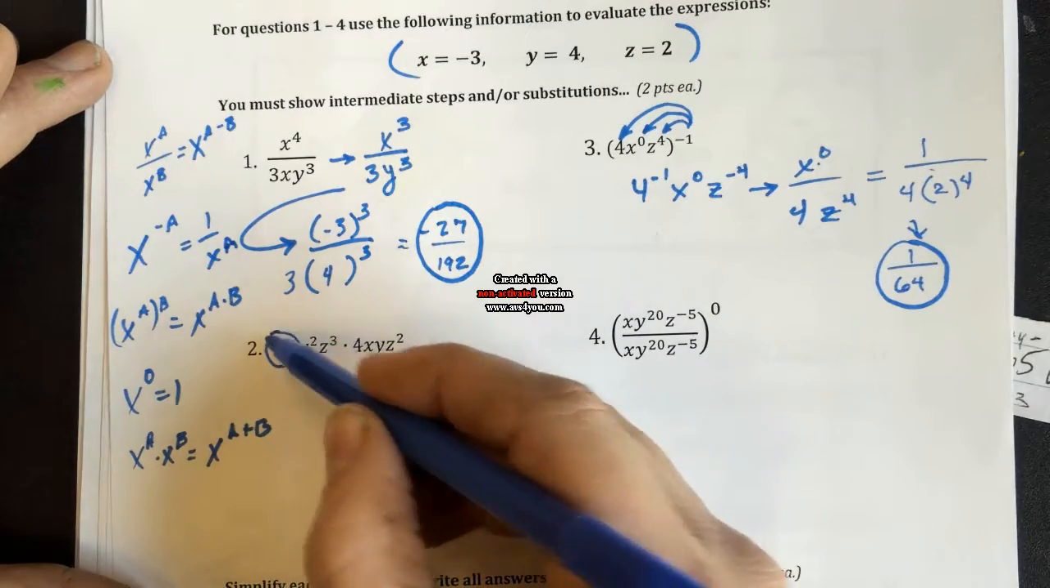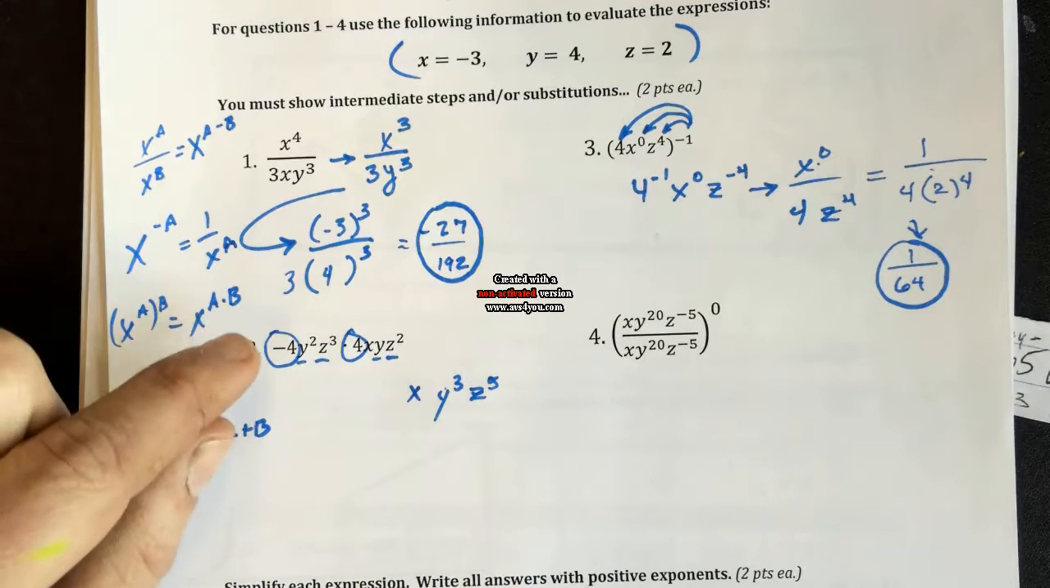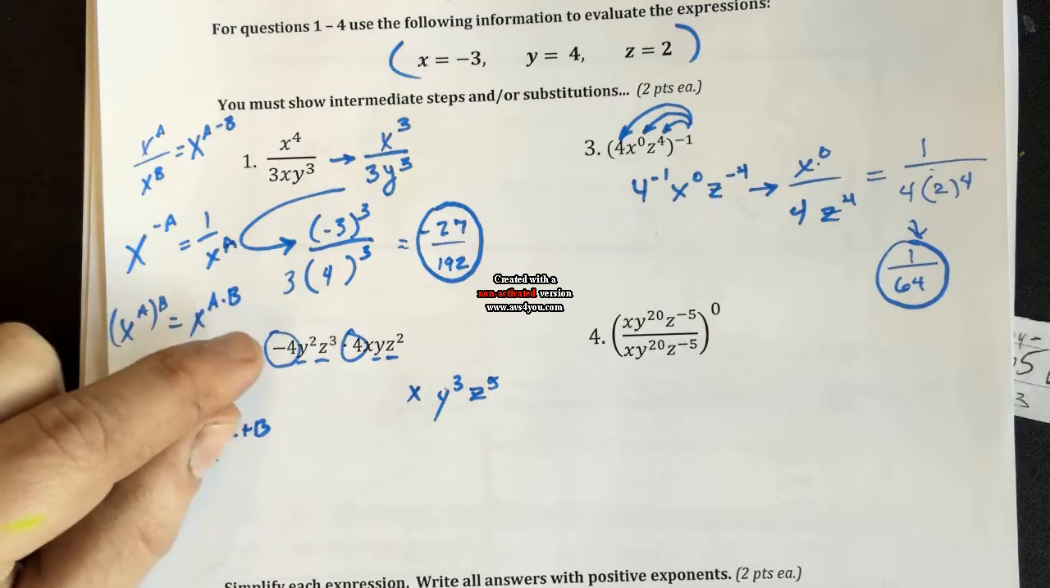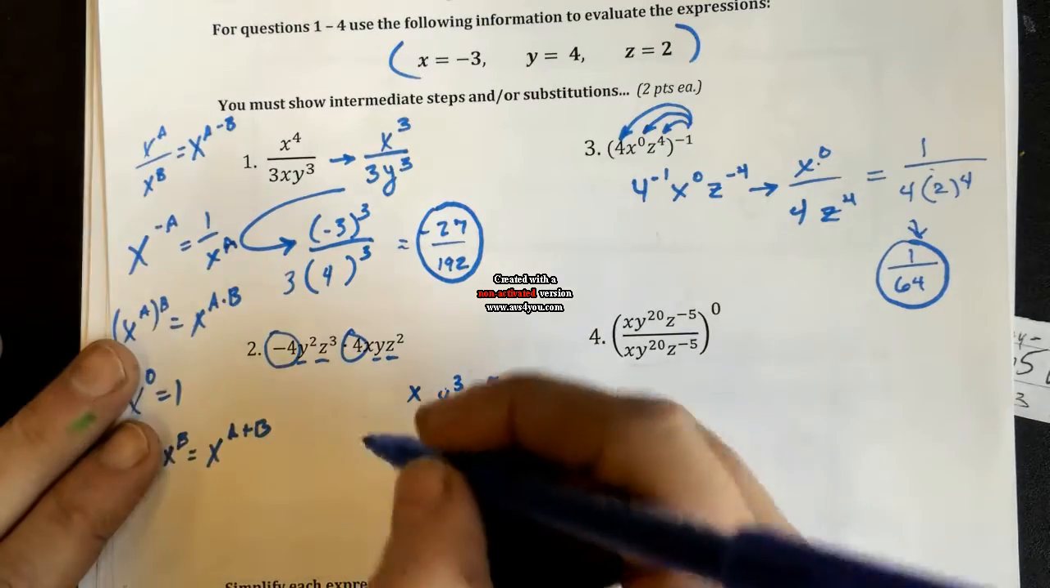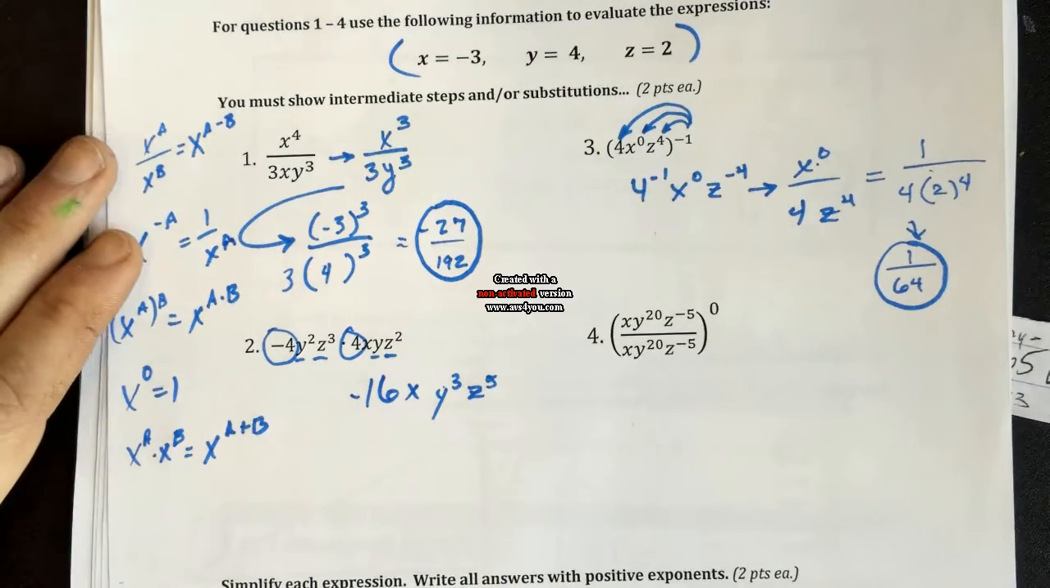Now here's where people are messing up. Do not say this is 8. Do not say it's 0. There's no shortcut rule for multiplying whole numbers. You literally have to multiply them. 4 times 4, in this case, negative 16.